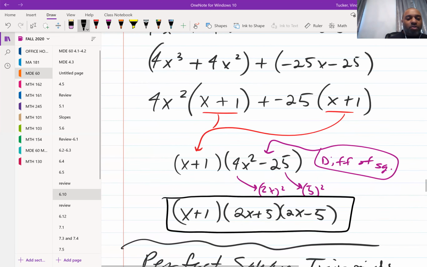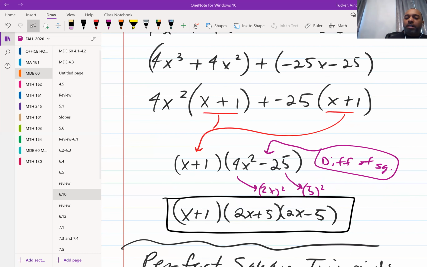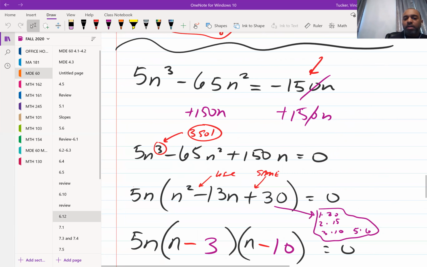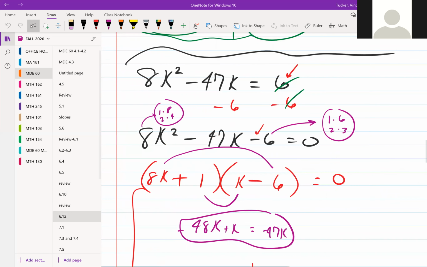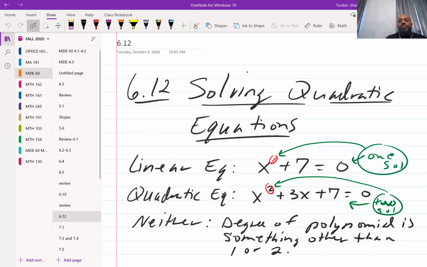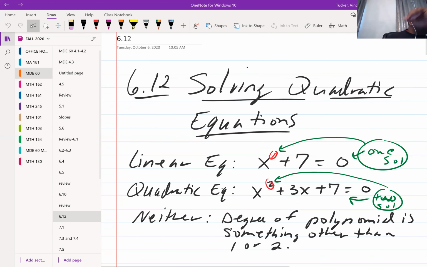All right, so let's look at the last section of this chapter. It's not that bad. Reason being is because we're going to use what we've done up to this point, and we're going to use it to solve. This is 13.6 for you guys, 13.6.